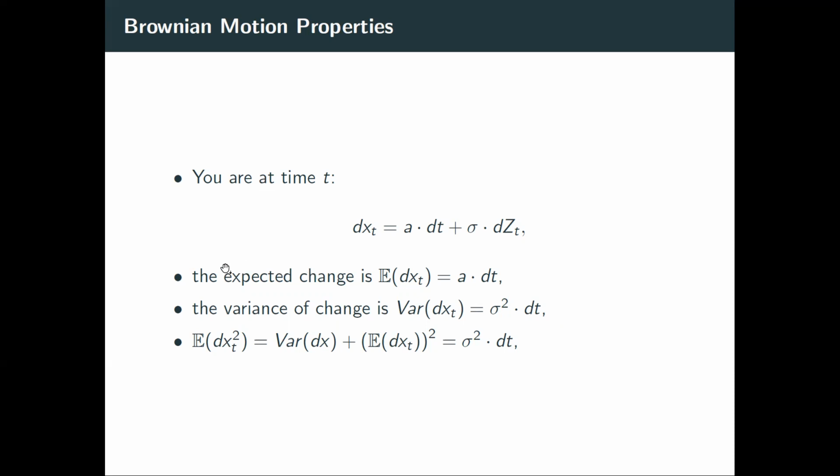And here it is quite straightforward, very basic calculations. The expected change is clearly equal to A times dt, because this one is a random variable, first of all, but it has zero mean. Therefore, when you apply expectation, it's linear. So the expectation of the deterministic part is a constant, A times dt, and the expectation of this random part is 0. So the expected change is A times dt. The variance of the change is vice versa, it's sigma squared times dt.